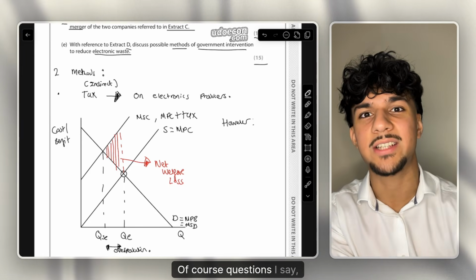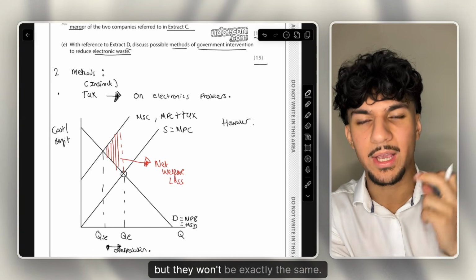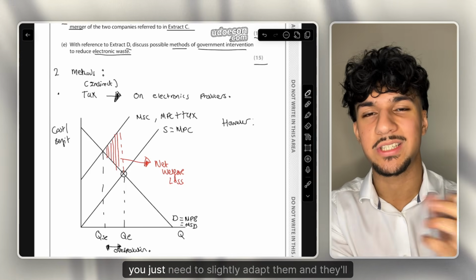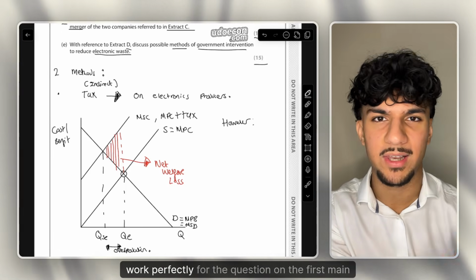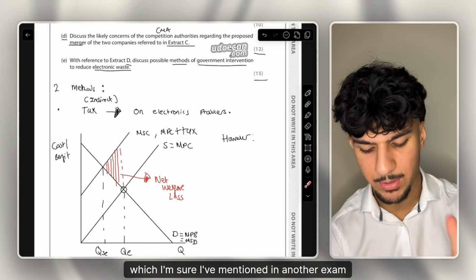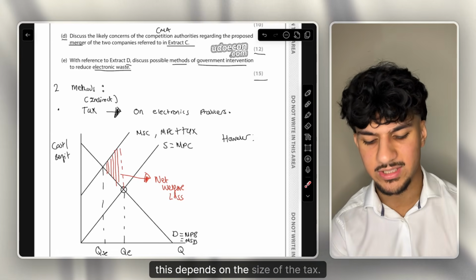Of course, questions, I say, they never really repeat, they rhyme. So they're very similar, but they won't be exactly the same. This means all you need to do with your A-star evaluation points is slightly adapt them and they'll work perfectly for the question. And the first and main evaluation point, which I'm sure I've mentioned in another exam paper video, is the size of the tax. So in evaluation, this depends on the size of the tax.